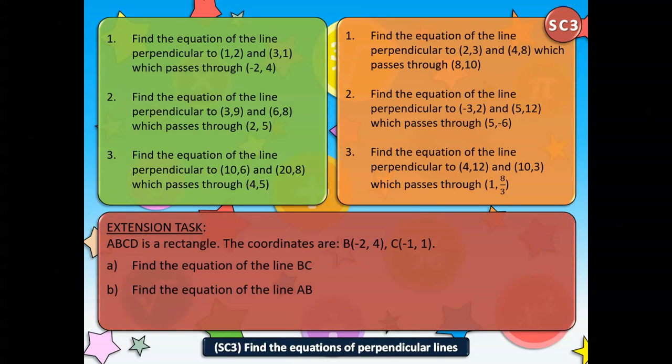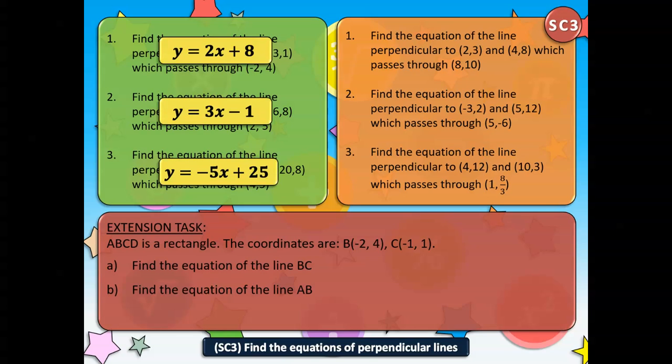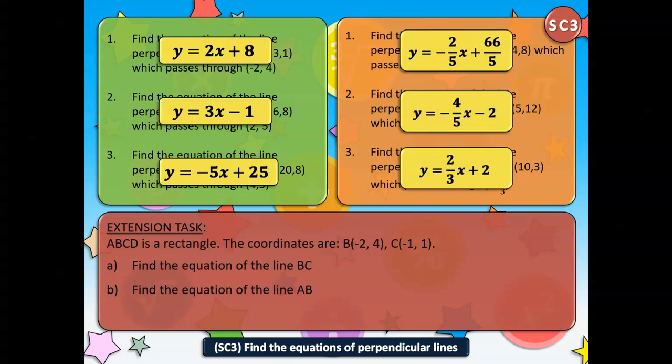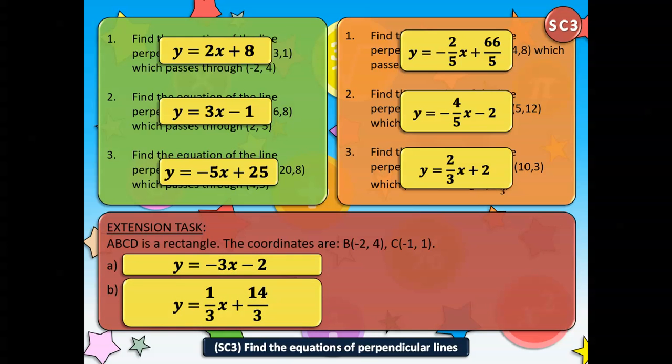Here are some questions for you to have a go at. Pause the video, and when you're ready to mark your work, press play. Here are your answers. So there's your green answers, and there's your amber answers, and there's your red answers.